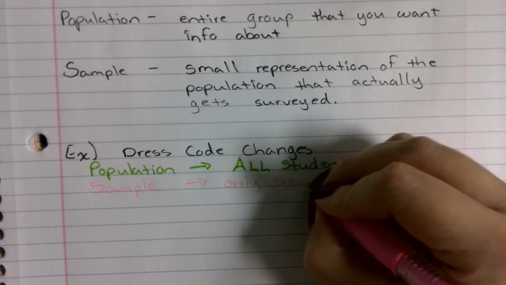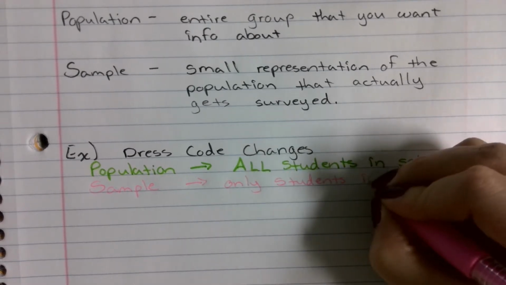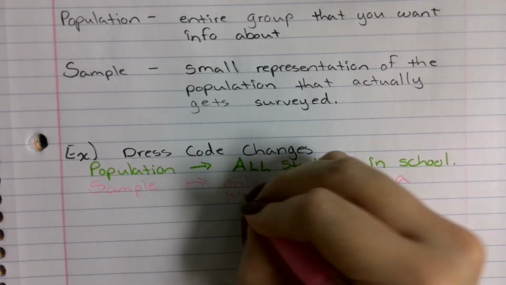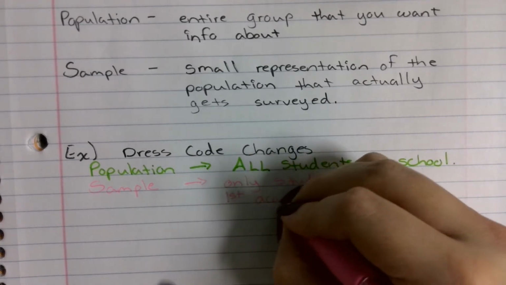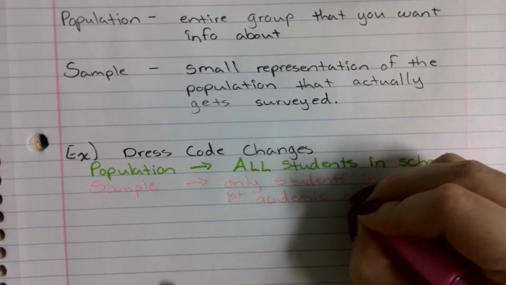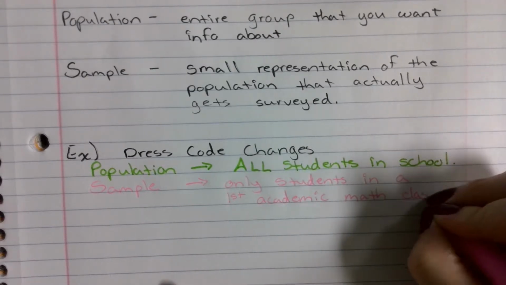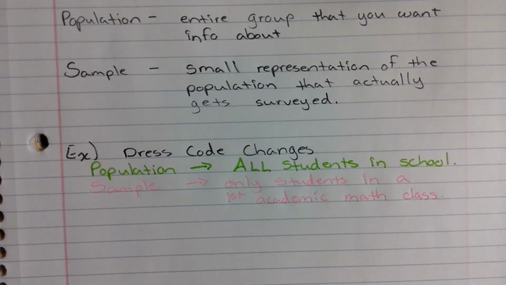All right, so maybe I'm only going to survey students in a first academic math class. Okay, so that hits a lot of people still. Doesn't hit the whole school, but it at least gets quite a good portion of students. Because just in 7th grade alone, there's 3 math classes that happen first academic. So right off the bat, we're not hitting every single 7th grader, but at least we're hitting 90 to 100 students. Okay.